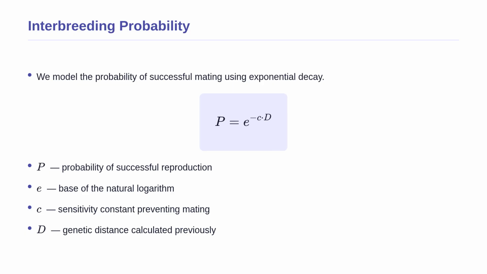The symbol c is a sensitivity constant that dictates how strictly genetic differences prevent mating, and d is the genetic distance we just calculated. This equation states that as genetic distance increases, the chance of successful mating drops off exponentially. If the genetic distance becomes very large, the probability approaches 0.